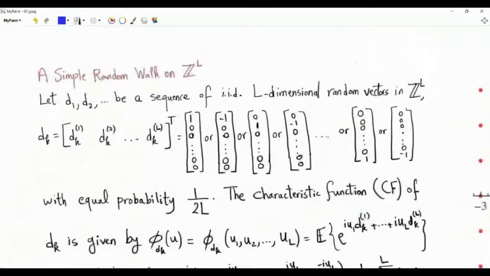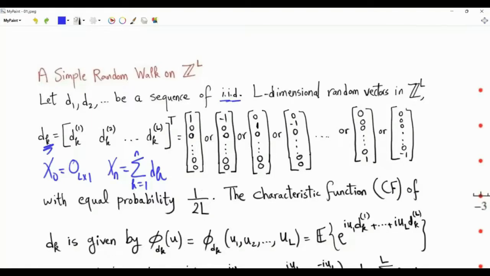In the general random walk in L dimensions, we have 2L possibilities. So we can choose one of the axes and then either move in the positive direction by one step or in the negative direction by one step. Our random process, our random walk, we will take it to start at the origin. So the initial value is the 0 vector in L dimensions, and then x_n will be the sum of n of those steps, d_k. Those steps are independent and identically distributed.